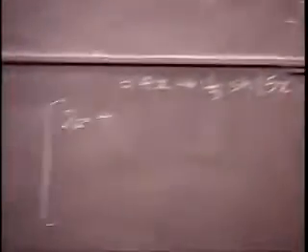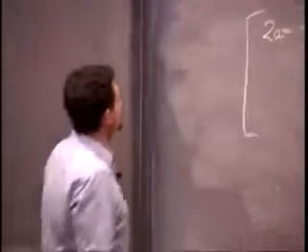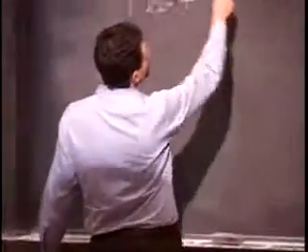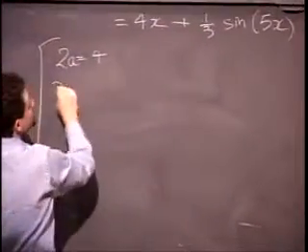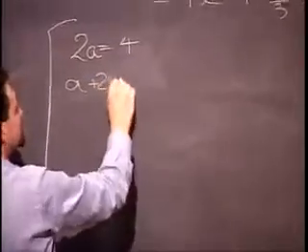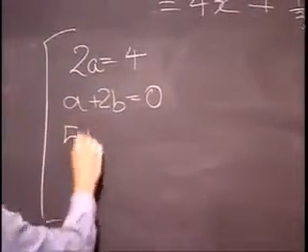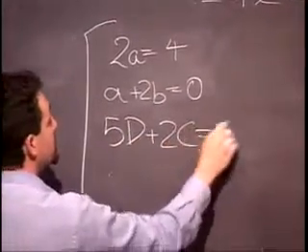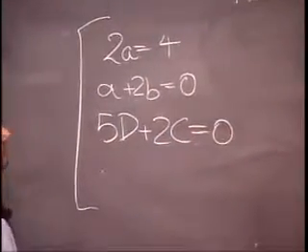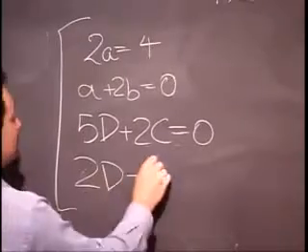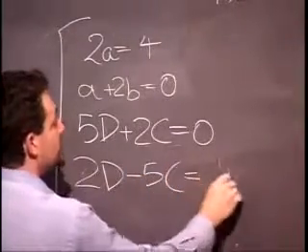Right. Okay, so if I want this to match, then I need the 2a to be equal to 4. I need that constant term, a plus 2b, to be equal to 0. I need the cosine term, 5d plus 2c, to be equal to 0. And I need the sine term, 2d minus 5c, to be equal to 1/3.